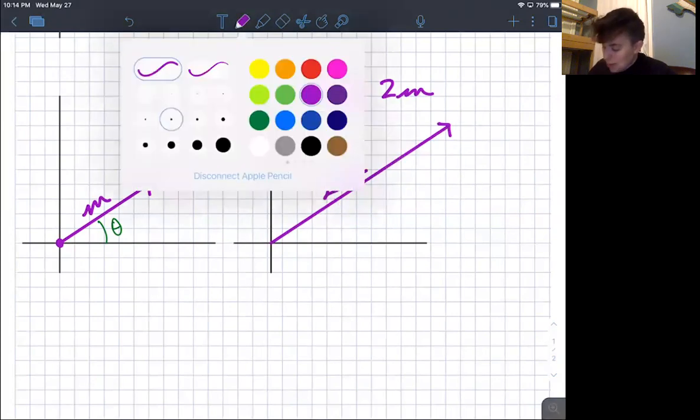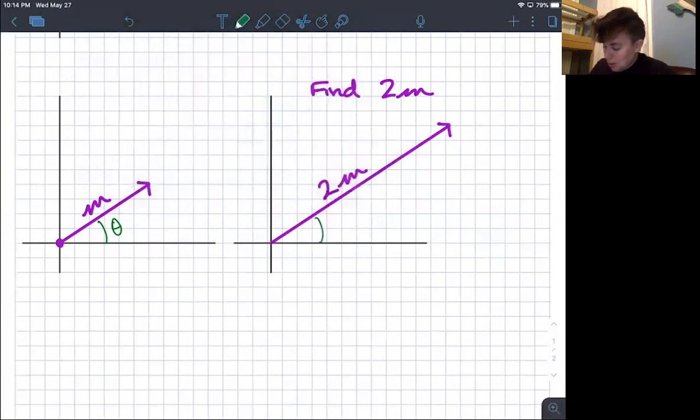Again, the direction angle stays exactly the same. We're just extending the magnitude. If it was 3m, it would be 3 times as long. If it was 1/2 m, it would be shorter, cutting m in half, but the direction would stay exactly the same. It's just the magnitude that is lengthening or shortening, right? So I'm not going to ask you to do this geometrically. I'm not going to ask you to do this on a graph.